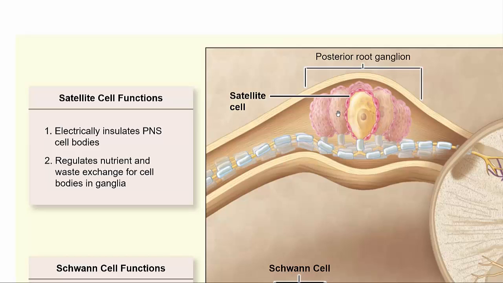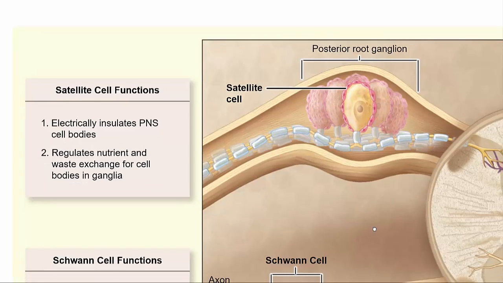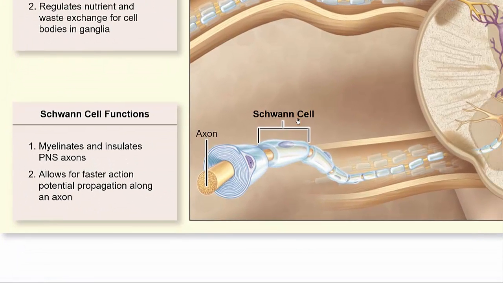So here's looking at the satellite cells. The satellite cells help to insulate the cell body, which also allows for the regulation of nutrients and then waste. So satellite cells aid in protection. Then you have the Schwann cells. The Schwann cells are what myelinate neurons in the peripheral nervous system.